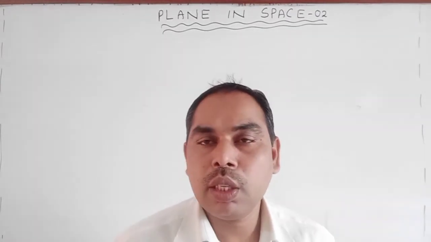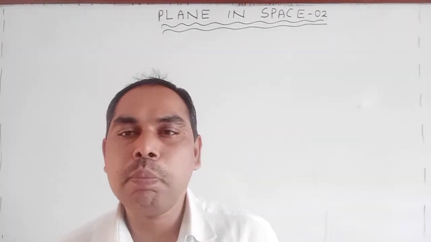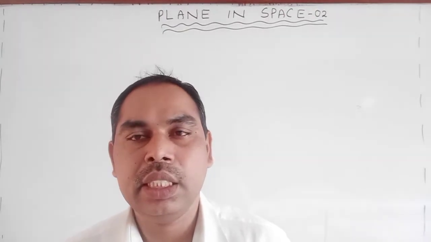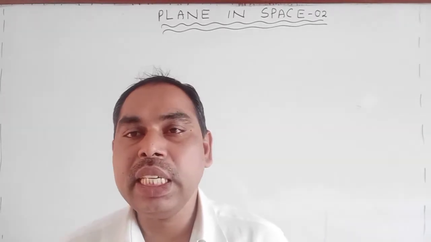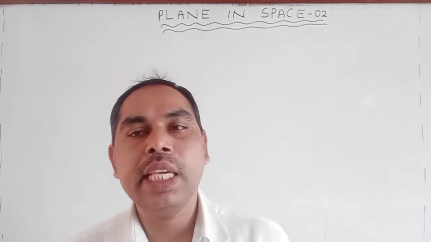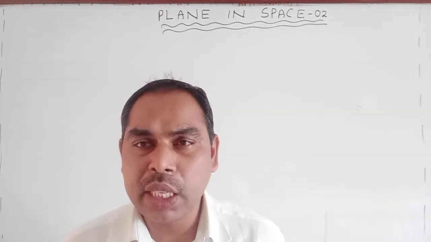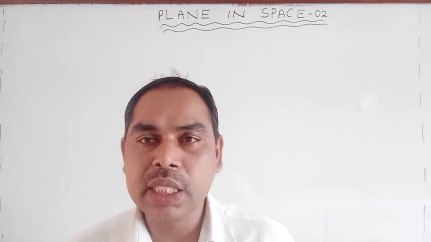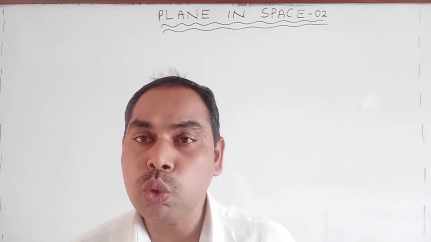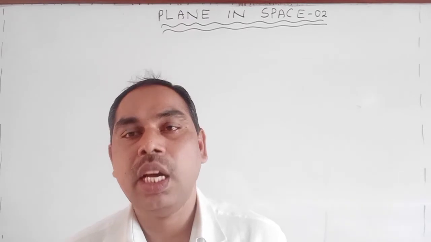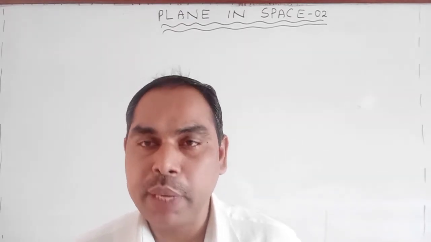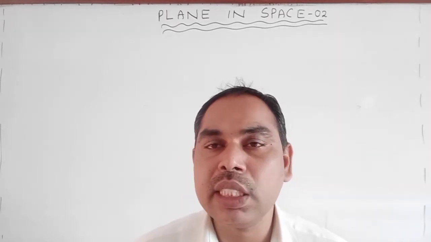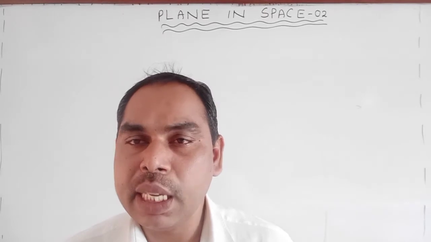Today we are going to discuss equation of the plane passing through three non-collinear points, equation of plane in intercept form, equation of plane passing through two given points and perpendicular to a given plane. Next, equation of plane passing through a single point and perpendicular to two given planes. Also, angle between two planes. So first, equation of the plane passing through three non-collinear points.